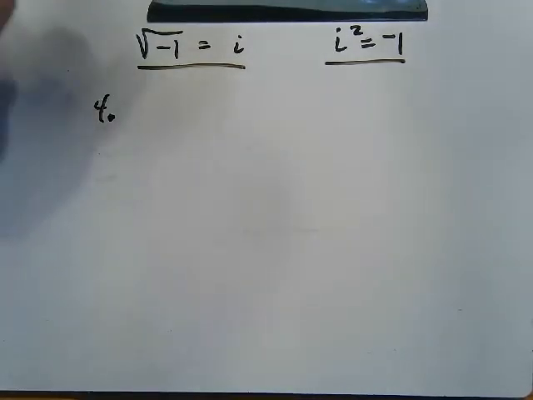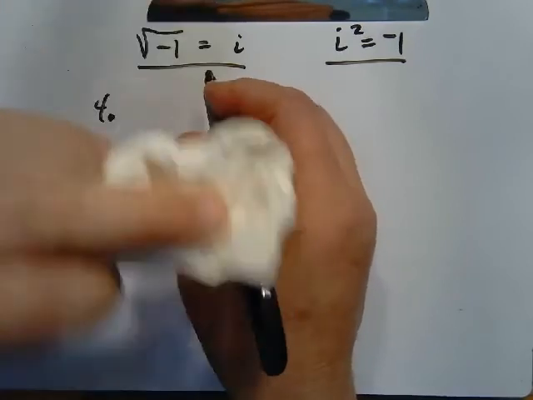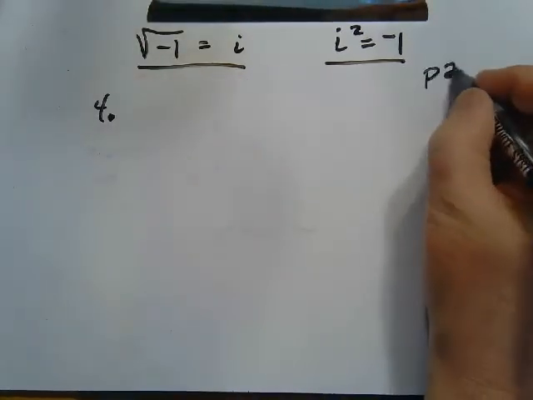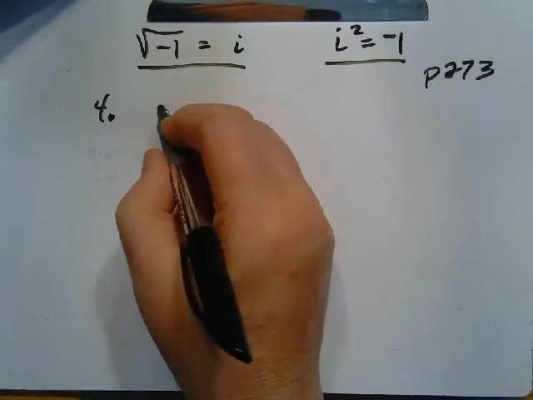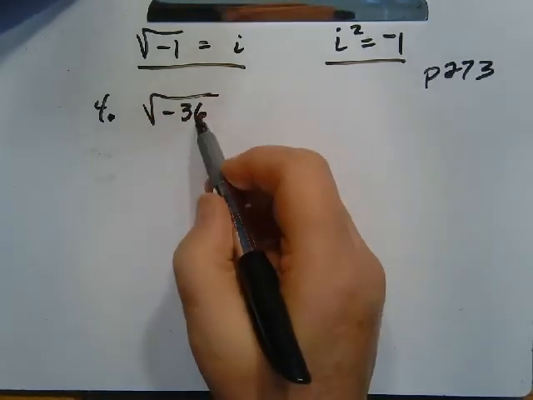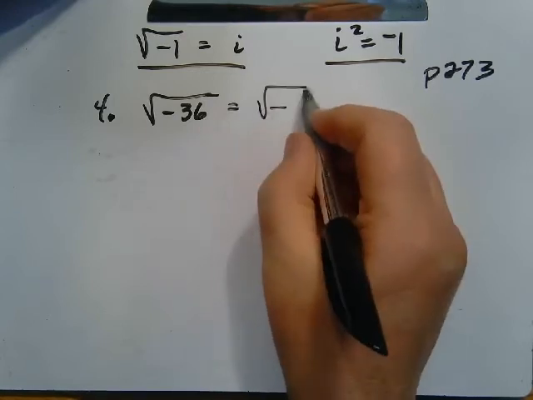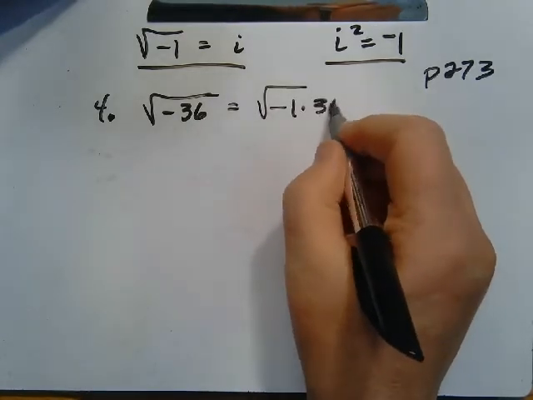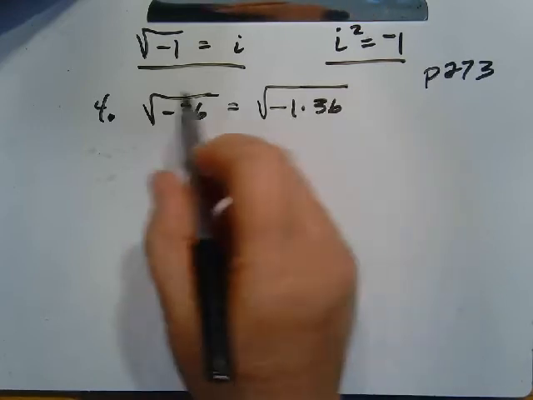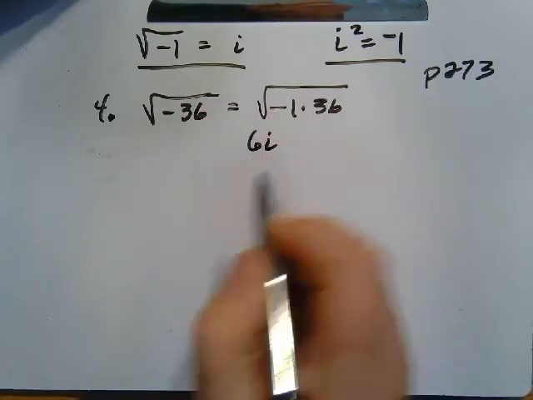All right, let's do a few problems, and I'm going to do several today. The video is going to be a little longer, but let's do several problems today from your homework. This is on page 273. Okay, number 4, the square root of negative 36. Well, 36 is a perfect square, and negative 1 is a perfect square, right? Remember that? Negative 1 is a perfect square. It gives us i. So this is 6i.